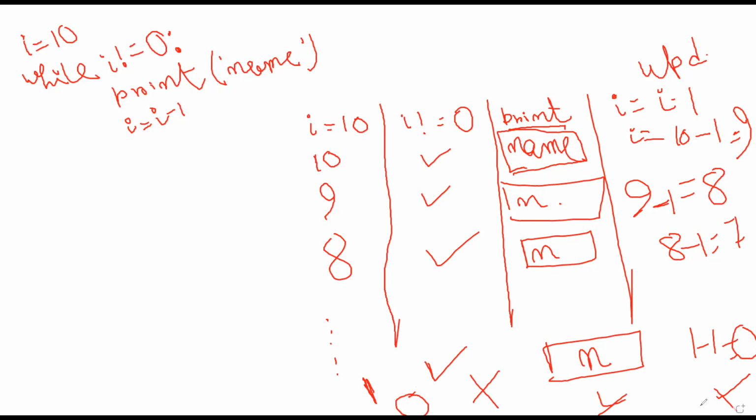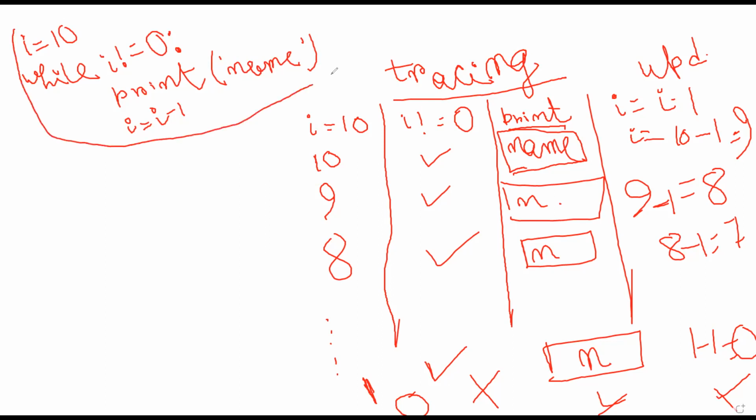Understand? This is the tracing. It is called tracing for all code. If you understand this, you can perform the whole while loop and for loop there.